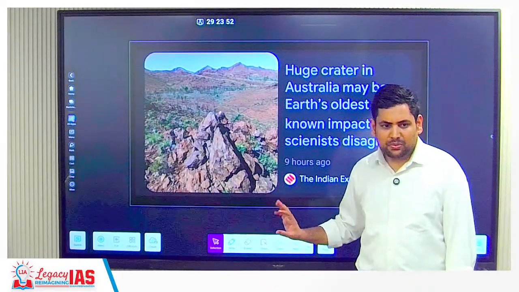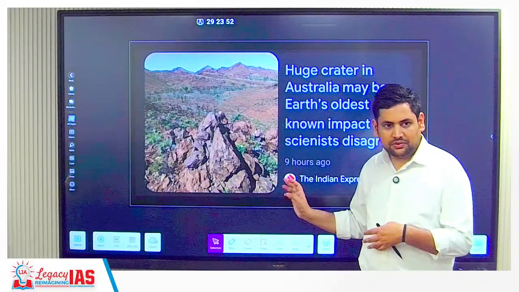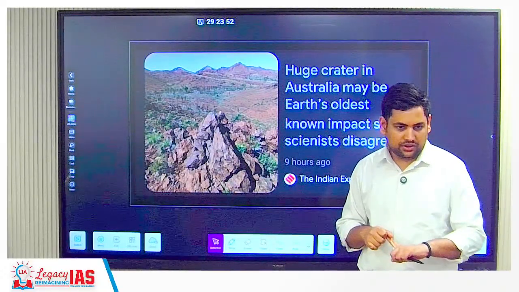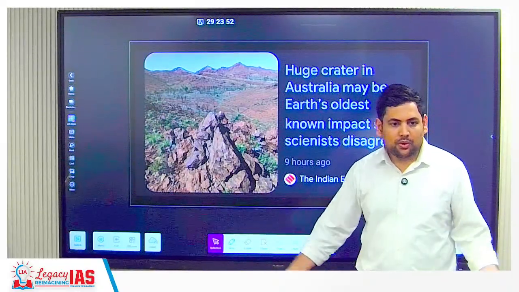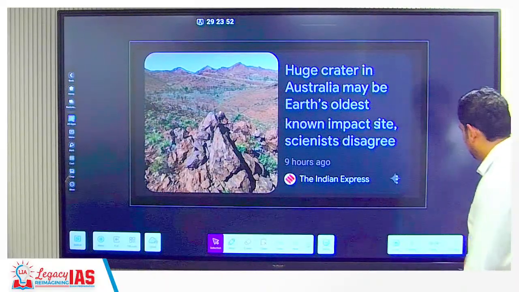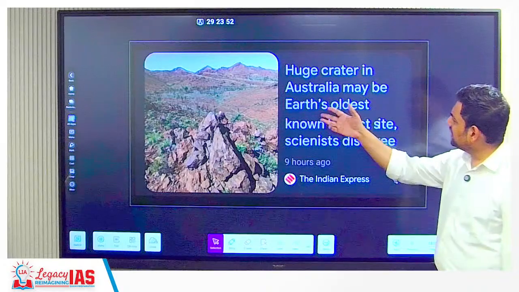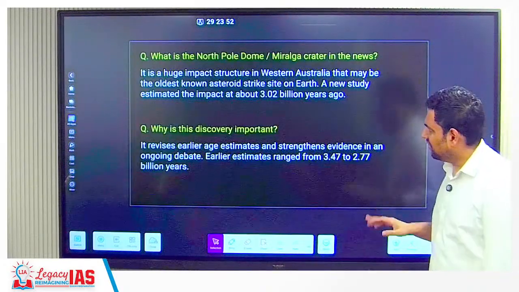That is not the main topic that I have chosen. So I will be telling you, first of all, how this whole system of dating works. And the other thing is what are the important structures or craters that are formed in India. So those four we will try to cover. Now, this is a huge crater in Australia, maybe Earth's oldest known impact site. Scientists disagree. Now, let's see this.